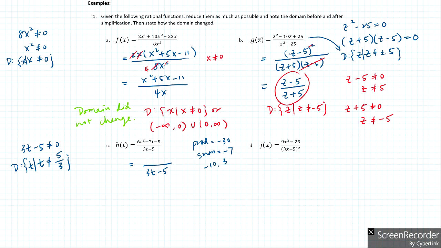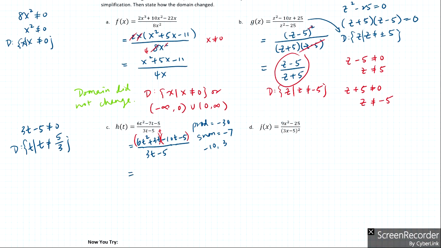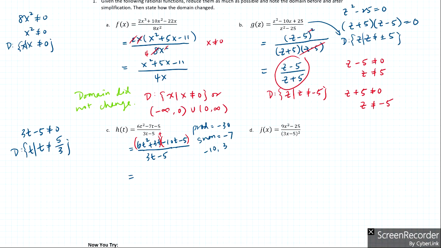So we can go ahead and use these two coefficients to rewrite the middle term. That becomes 6t squared plus 3t minus 10t minus 5 over here. And let's group the first two terms together, last two terms together, connected by addition. And then from here, if we want to factor by grouping, the first group has 3t in common, leaving us with 2t plus 1. The second group has negative 5 in common, leaving us with 2t plus 1 again. And this is all over 3t minus 5.